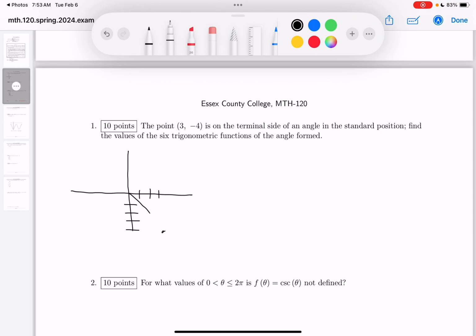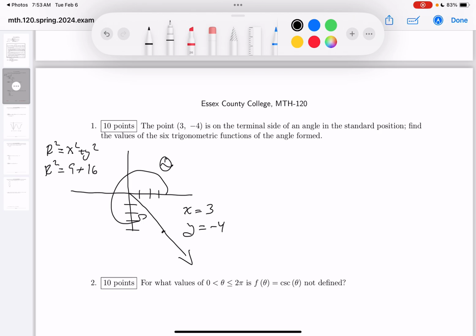I'm going to put the terminal side down. I'm going to put the angle theta in now. This is the angle theta, all right? So looking at it, I know what x is. x is 3. I know what y is. y is -4. And I know that r squared is equal to x squared plus y squared. Well, x squared is going to be 9, and y squared is going to be 16. So r squared is going to be 9 plus 16, which is 25. So r, which is going to be greater than 0, is the number 5.